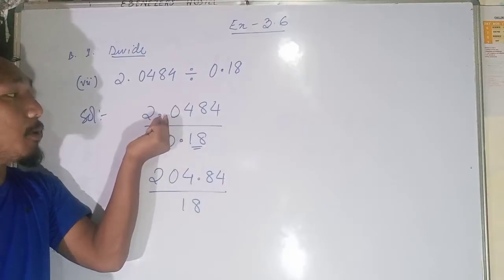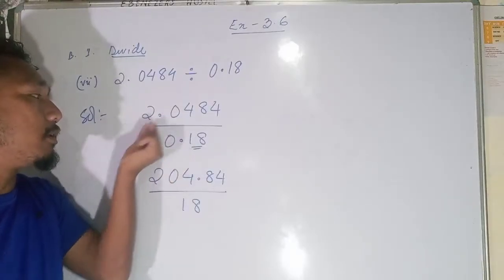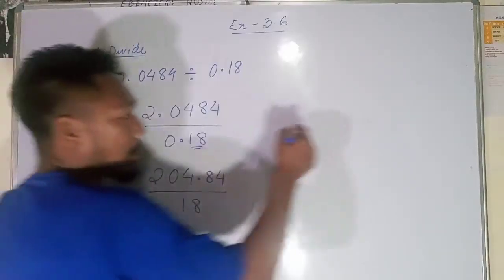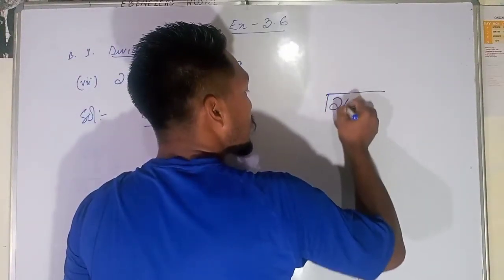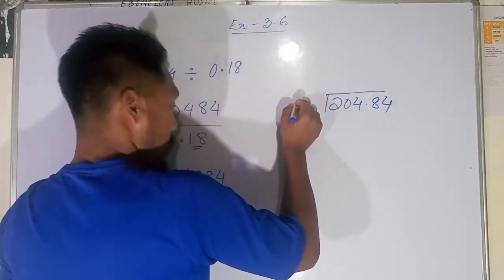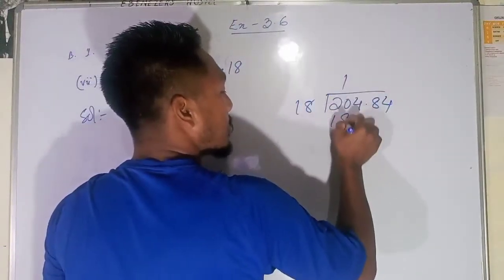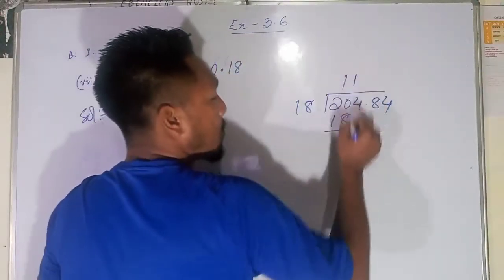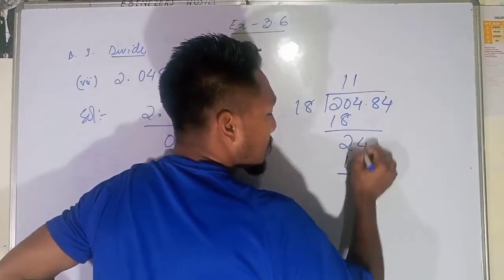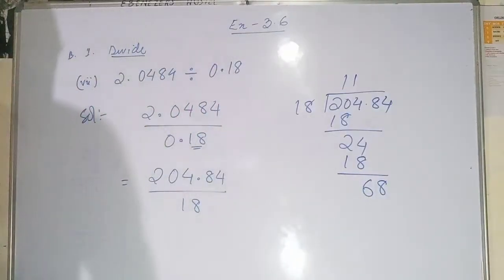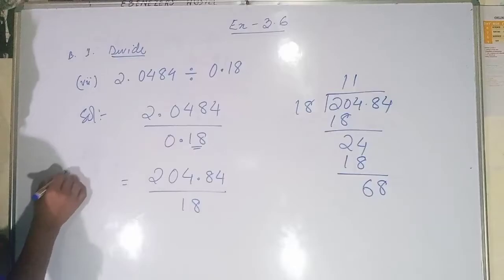Okay, so that means this point will shift. If I want to remove this point, that means I have to shift this point two numbers. Okay, so now divided by this. So what is it? 204.84. So 18 ones are 18. So divided 24. Okay, so 18 ones are again 18. Subtract it, how much is it? 68. Okay, so 18 how much 10? 18.